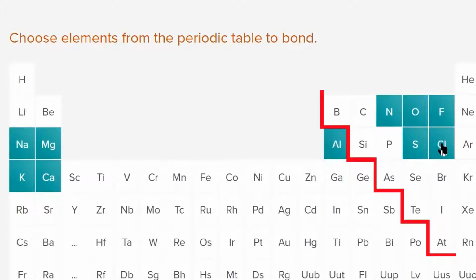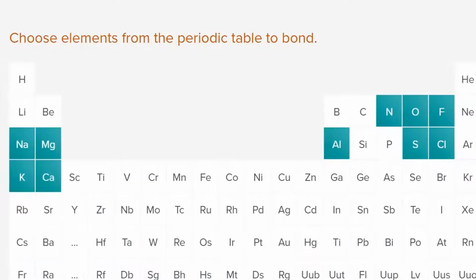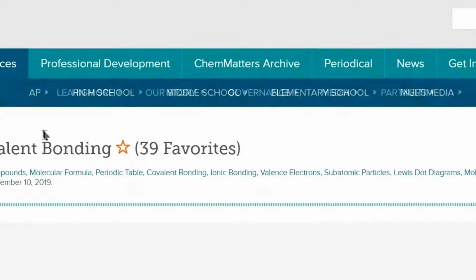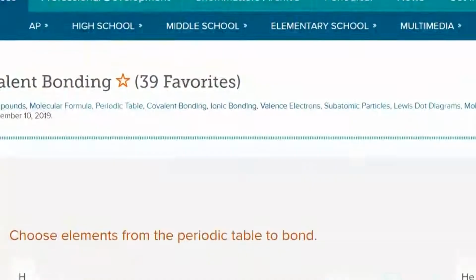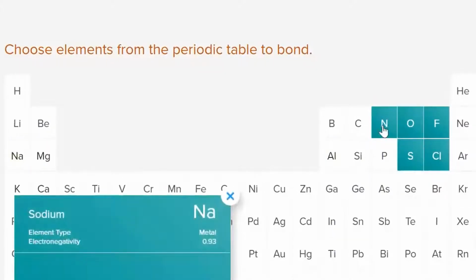Now you may say, well, that's very good, but why do we care here about the imaginary stair-step line? Well, we want to understand that some are metals and some are nonmetals, because the big idea is that when we're talking about ionic bonding, we're talking about a metal combined with a nonmetal. Whereas when we're talking about covalent bonding, we're talking about two nonmetals together. So let's do an ionic bond first. And we're going to do sodium and we're going to do nitrogen.